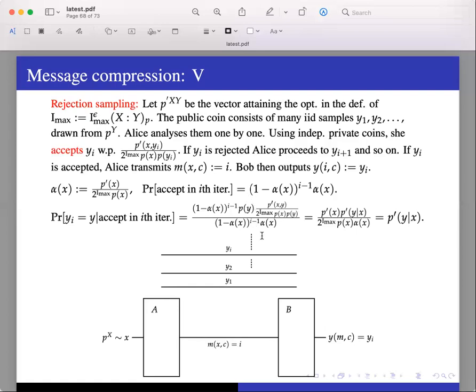So here's the analysis. What is the probability of yi equal to y and accept in the ith iteration? This means that Alice has rejected in the first i minus one iterations, which is this. And she has accepted in the ith iteration with the output y, which is exactly this, by the acceptance criterion. And accepting in the ith iteration is this probability, which you know. So you simplify it, and this is what you're going to get.